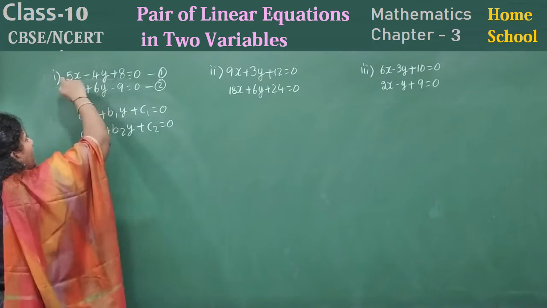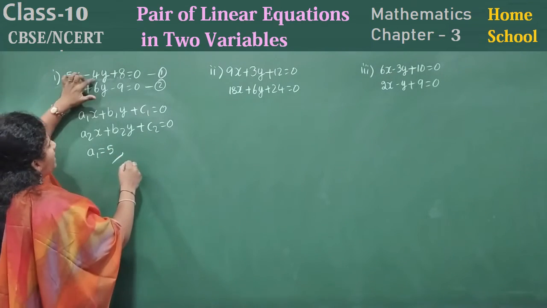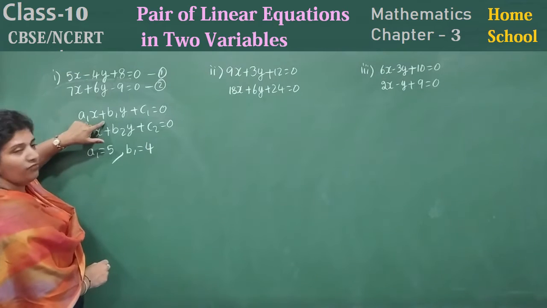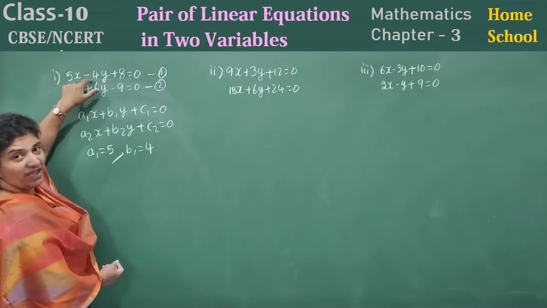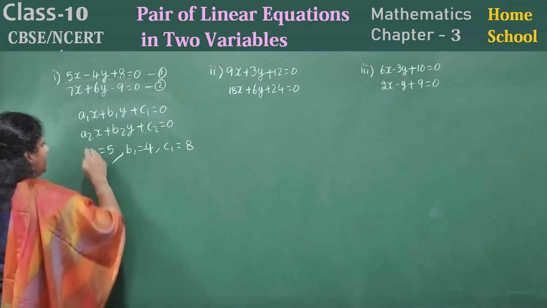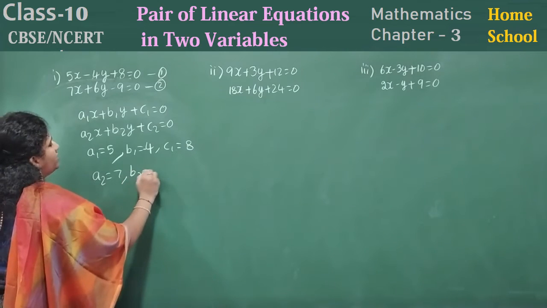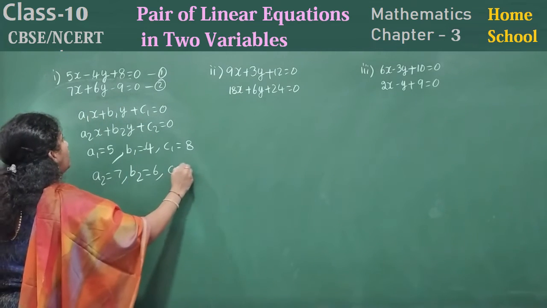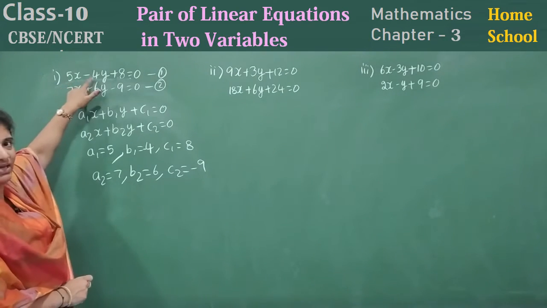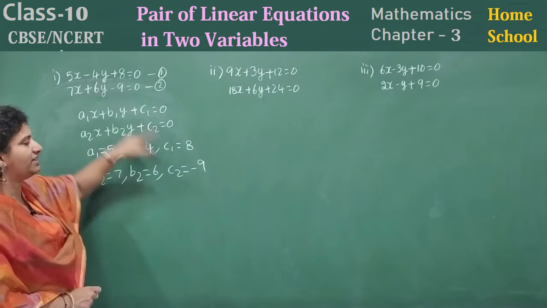So let's compare the first equation. A1 equal to 5. B1 equal to 4 or minus 4. Here in the formula it is plus, so in your question it is minus 4, so you take minus 4 here. C1 is 8. The next equation, compare for the second one. A2 is equal to 7. B2 is equal to 6. C2 is equal to minus 9. Once again, children, directly you can say A1 5, B1 minus 4, C1 8. A2 7, B2 6, C2 minus 9.